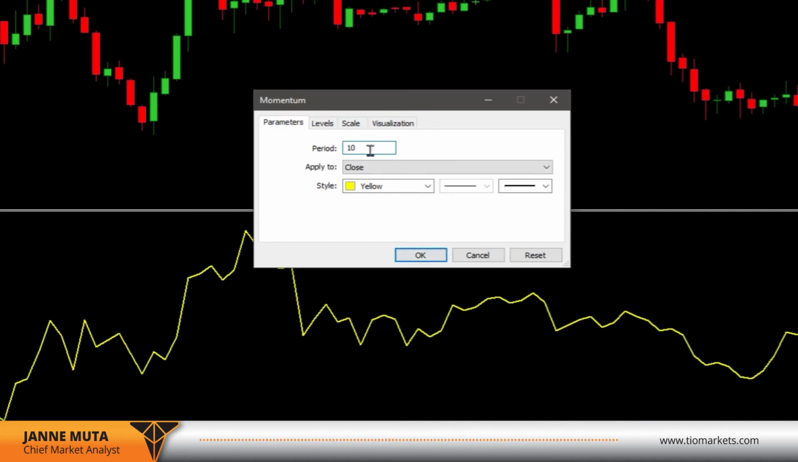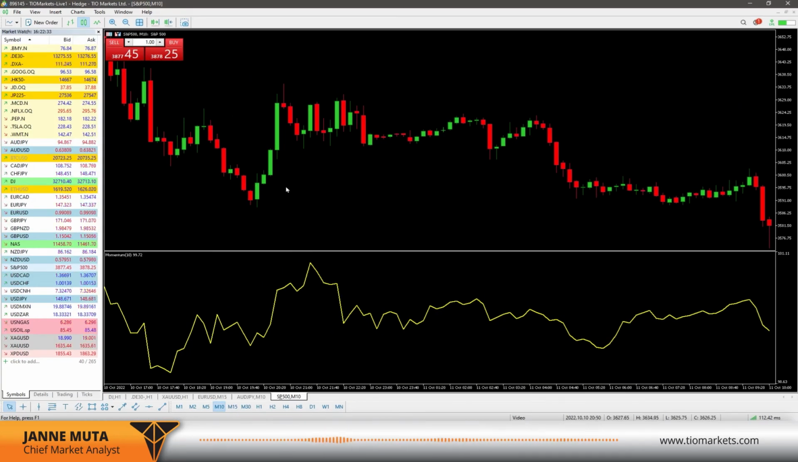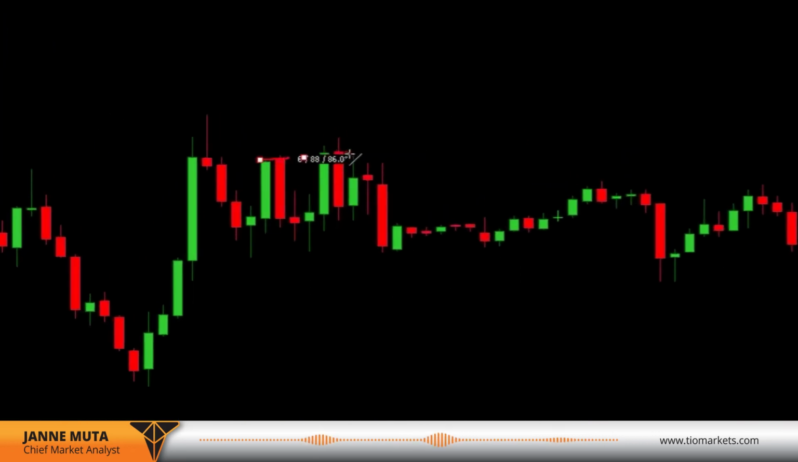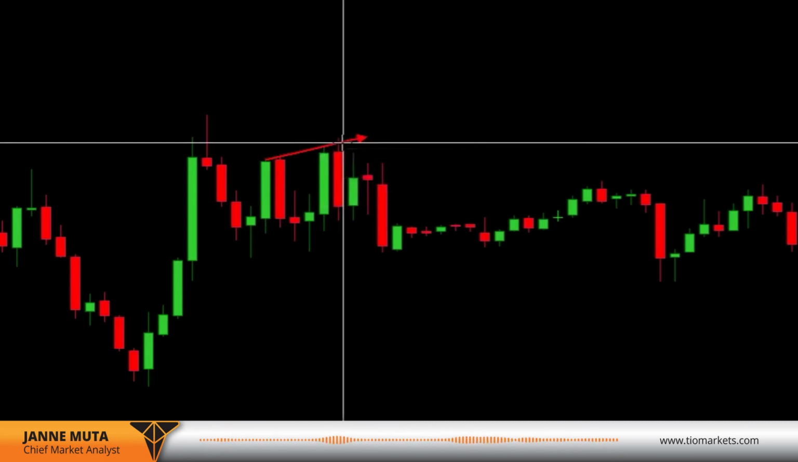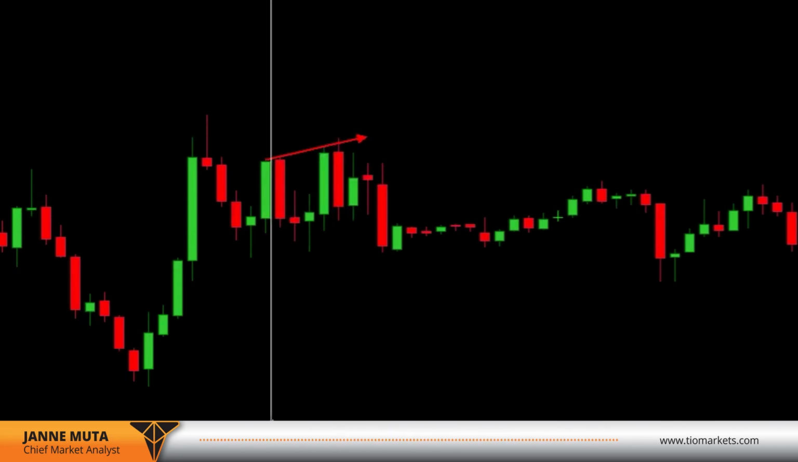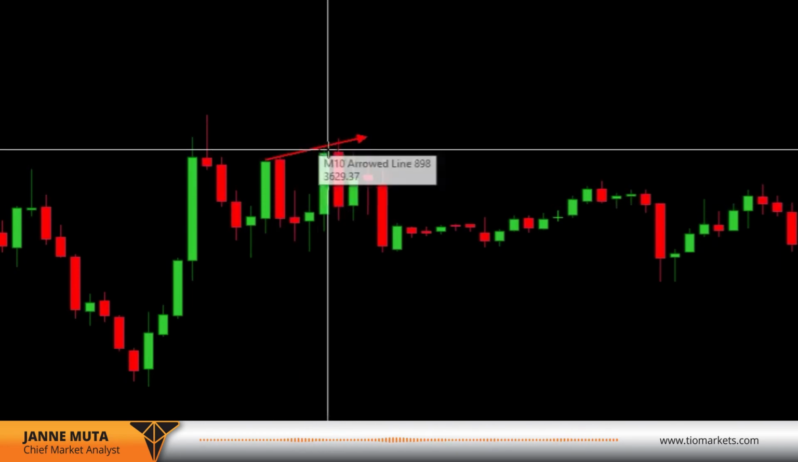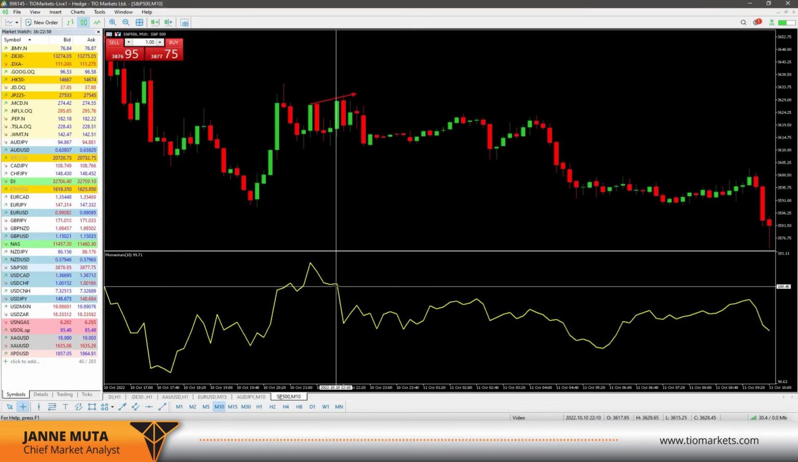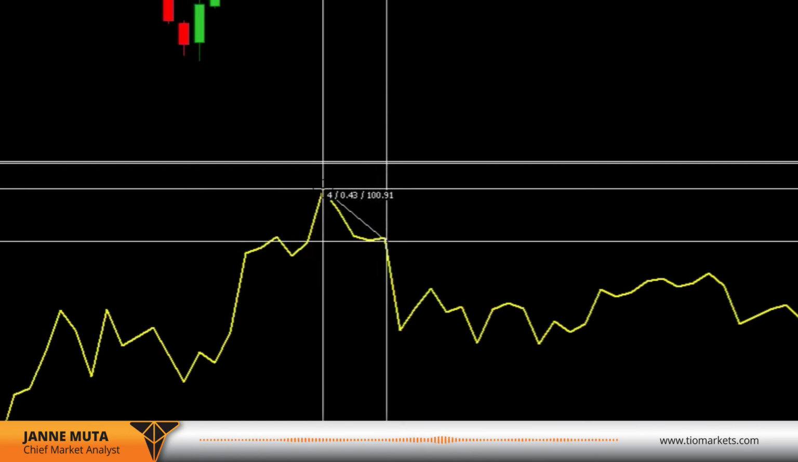So 10 bars, if you change this to 20, it means that it measures the price change over 20 bars. But let's keep it at 10. And now, one of the ways you can use this is to highlight momentum changes. As you can see here, this high and this high, they are almost identical. Maybe that's even a little higher. But if we look at the momentum indicator, we can see that the latter point is actually quite a bit lower.